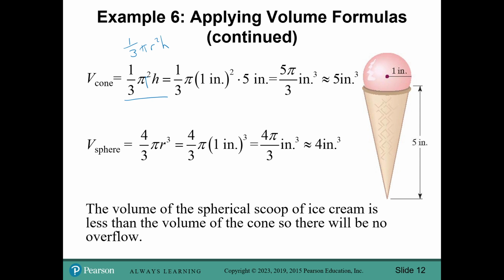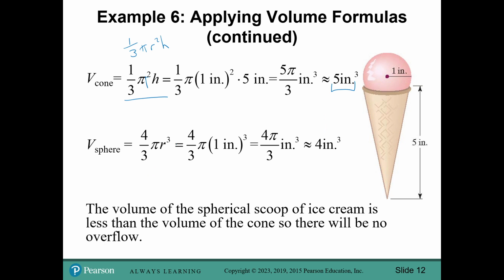All right, so we've got 1/3 pi times R here. Radius is just an inch. Okay, the radius of both are the same, straight from the problem. 1 inch squared times the height. The height of the cone is 5 inches. Okay, so if I approximate this out, it's going to give me about 5 inches to the third power. 5 inches cubed.